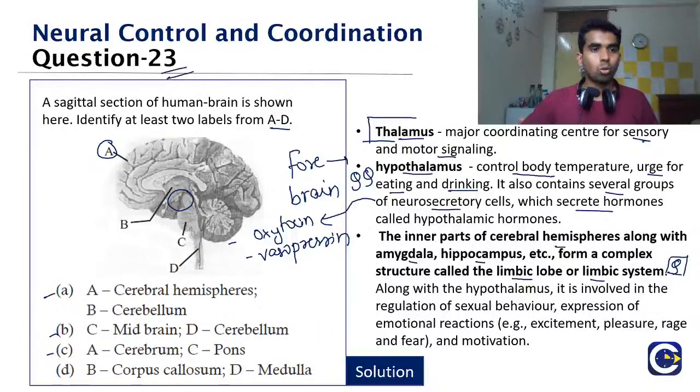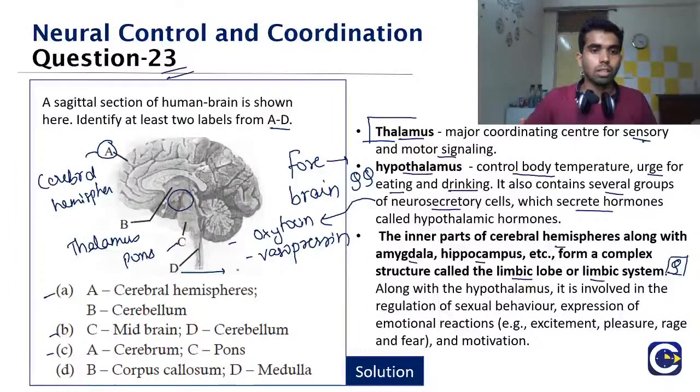Now let us talk about options A, B, C and D. Option A here is the cerebral hemisphere. Option B is the thalamus, that is the coordinating center. Option C is the pons, and option D is the medulla. So tell me, what is the correct answer?